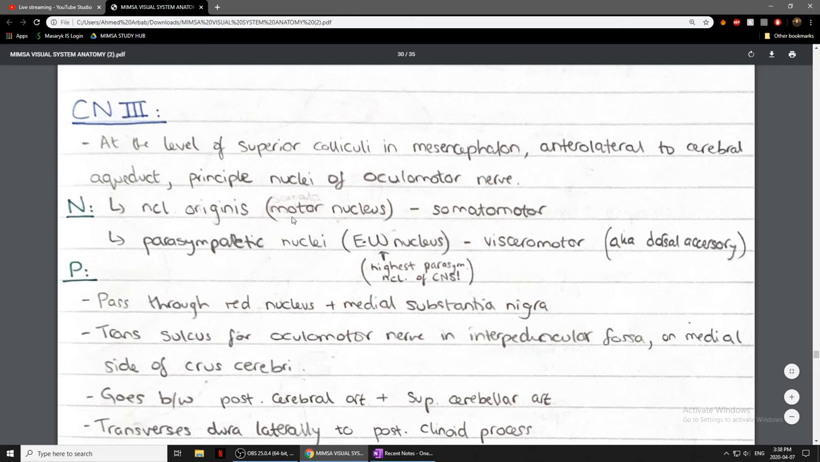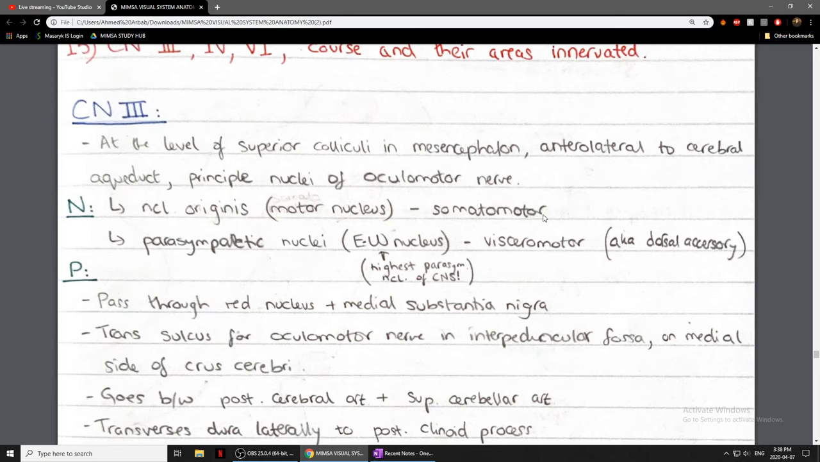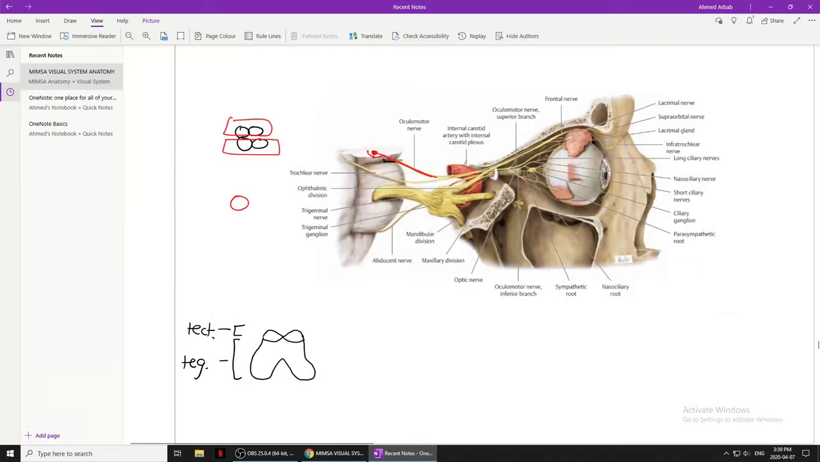One is the nucleus oculomotorius, which is the motor nucleus, and it provides somatomotor function. So it provides, for example, function that leads to the motoric activity of muscles, such as the levator, such as the recti, all those. And then there's also a parasympathetic nucleus, which is also called the Edinger-Westphal nucleus, and that provides visceromotor function. Visceral is like organ function. So somatomotor is voluntary function, and visceromotor is involuntary motoric function. These two nuclei provide both somatomotor and visceromotor fibers, and they join into one fiber.